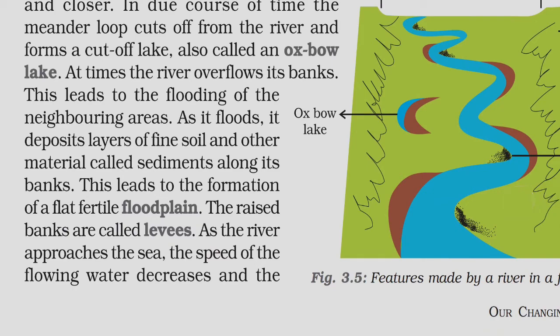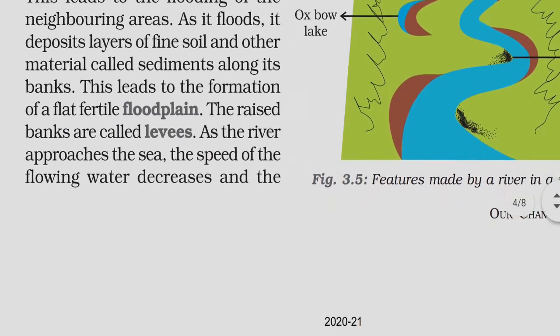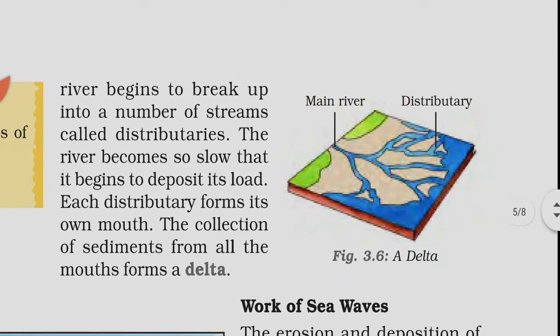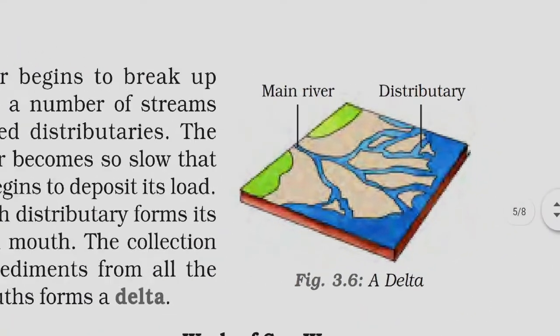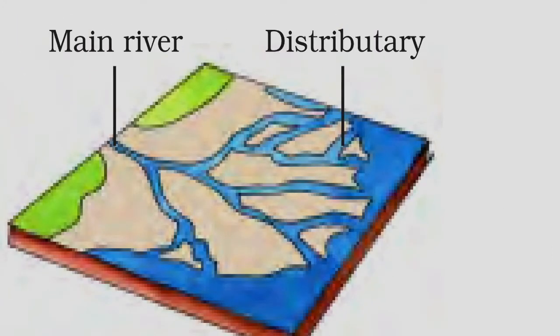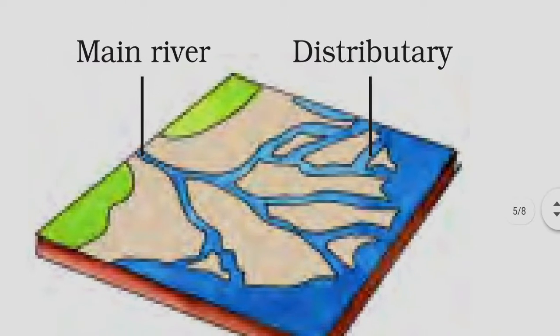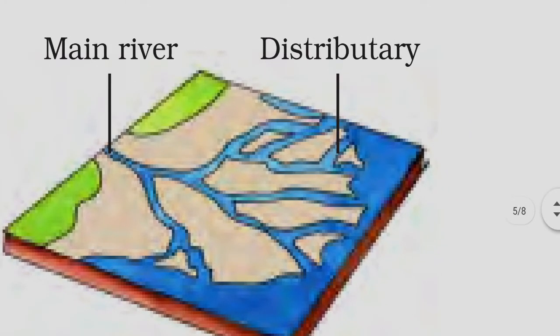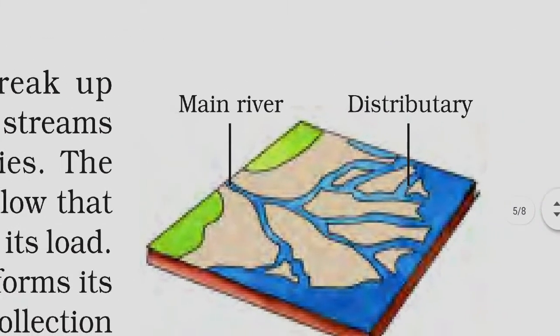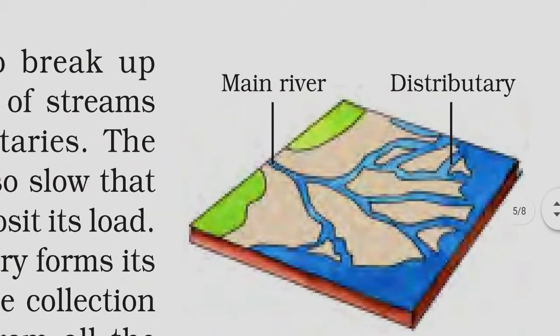As the river approaches the sea, the speed of the flowing river decreases, and the river begins to break up into a number of streams called distributaries. Here we can find a clear picture of the distributaries. The main river is divided into different small streams, which are called distributaries. The small area between these distributaries is known as a delta, and the main feature of the delta is that it is very fertile.